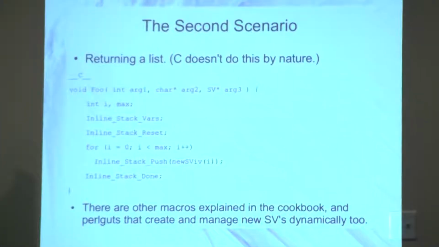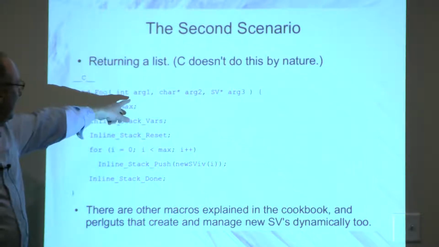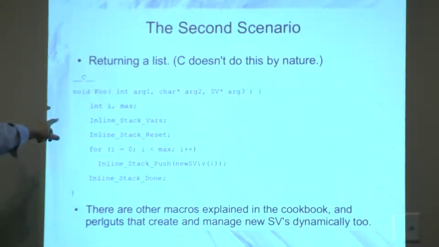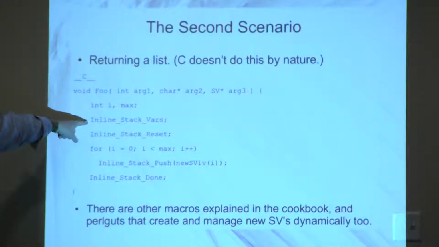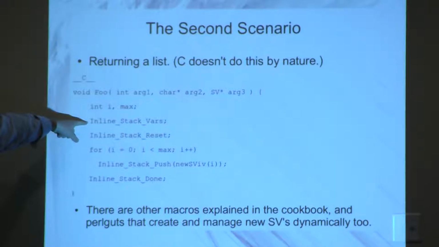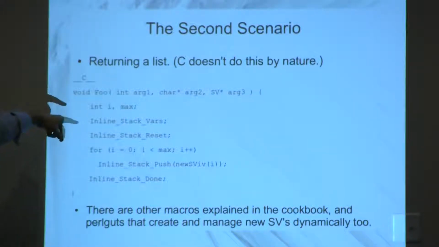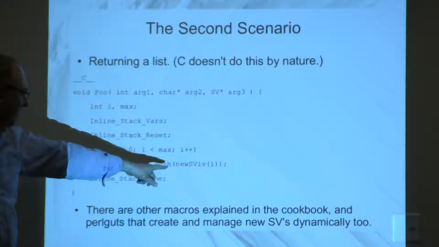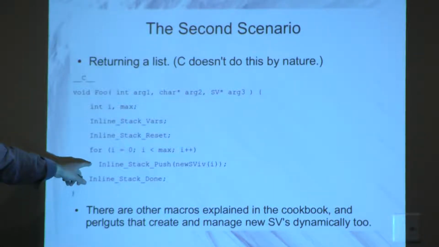So here's an example of the second scenario. Here we're returning void, but we have several arguments, and so we're going to tell Inline C to set up the stack for us, reset the stack, and then iterate through the stack. Oh no, I'm sorry. Here we're returning more than one item. You're going to push your items onto the stack, tell Perl you're done with it, and now you can go ahead and exit out of your subroutine, and those items will be returned from this function.